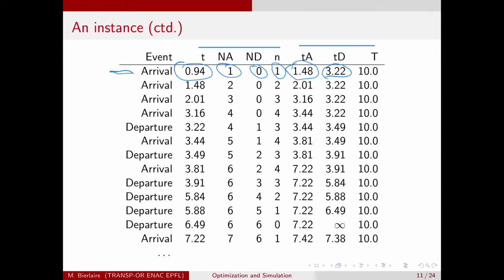And of course, the last variable is capital T. It will not change during the simulation. The next event is the arrival of a customer. It's at 1.48, which is the lowest of the three values.